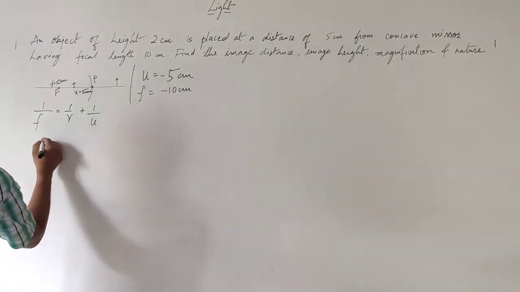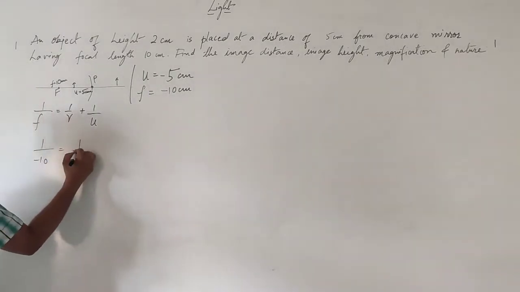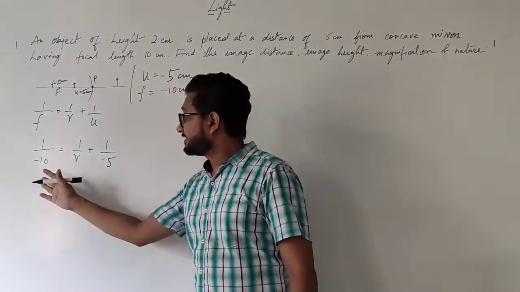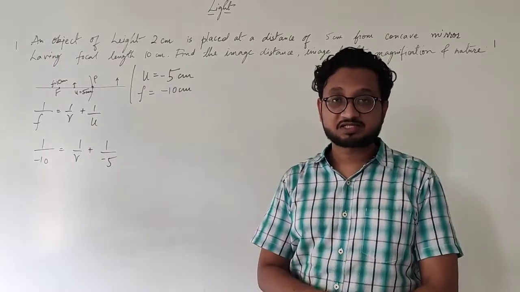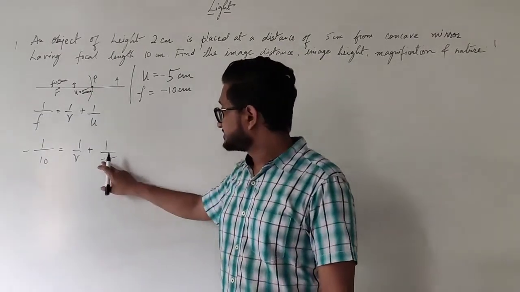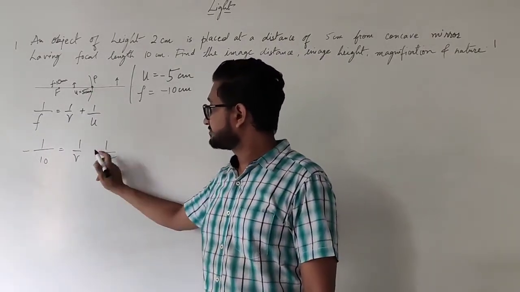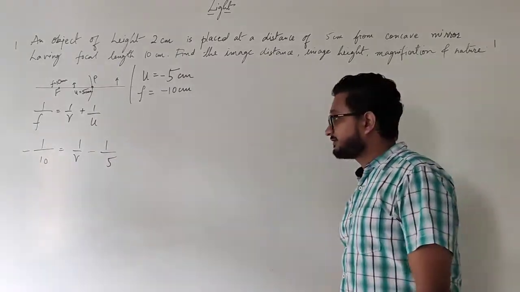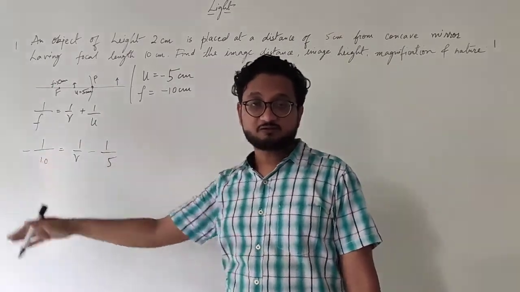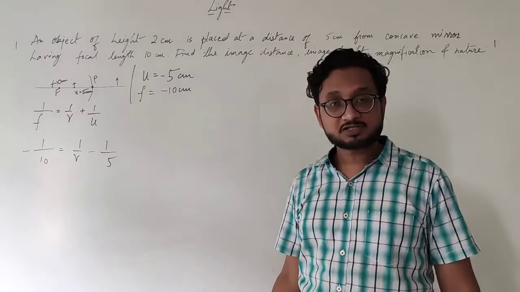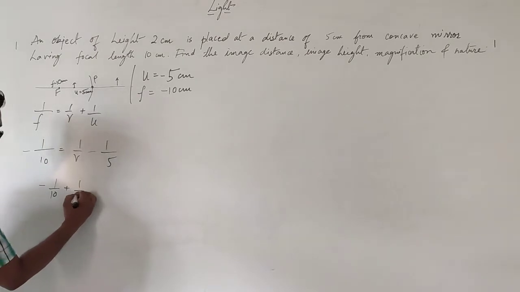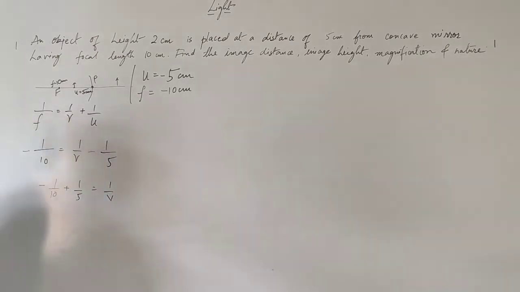Okay? So 1 upon f, that is 1 upon minus 10, equals 1 upon v plus 1 upon minus 5. The negative values there in the denominator, you can take the whole number as negative as well. So minus 10 you can take as minus 1 upon 10, and because this is minus 5, you can take this as plus and minus gives you minus 1 upon 5. Now because you need to find the value of v, take the minus 1 upon 5 on the other side of the equal to sign, and therefore it will become plus 1 upon 5. Very simple. So this will become minus 1 upon 10 plus 1 upon 5 equals 1 upon v.